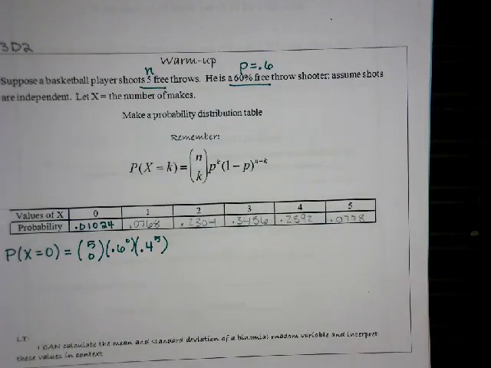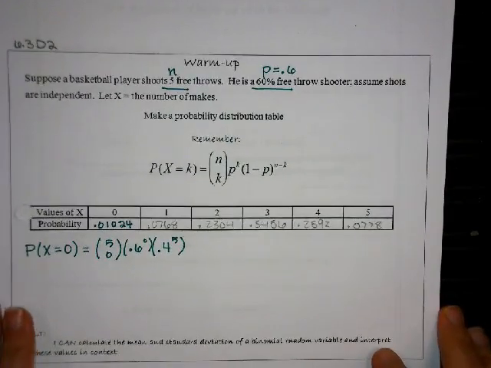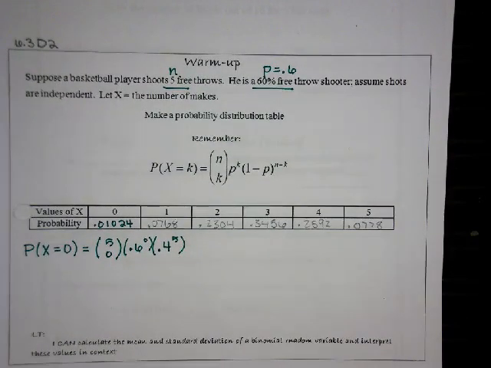What did I do wrong? Which one were you working on? 1. Oh, you did 5 divided by 1, not 5 choose 1? The combinatorics I showed you yesterday? Right. Other questions?